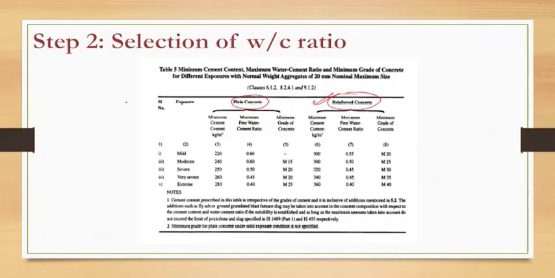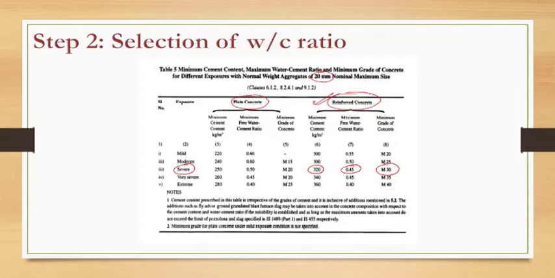So in this case, in our question we know that the grade of concrete is M30 and also the exposure condition is given as severe. So corresponding to the severe exposure condition and the minimum grade of concrete, our maximum free water cement ratio is 0.45. Also the minimum cement content is 320 kg per meter cube. But this minimum cement content is applicable only when the aggregate size is 20 mm. If our aggregate size is 20 mm, then we can take the value that we get from the table.